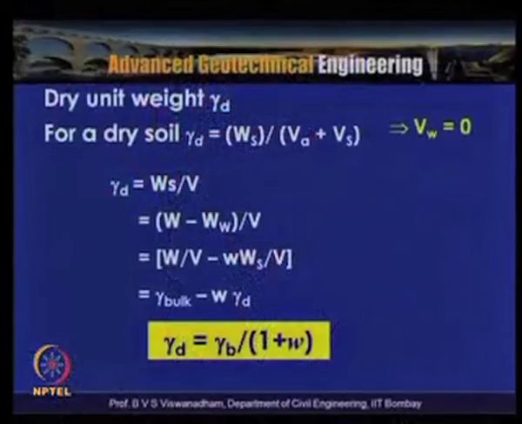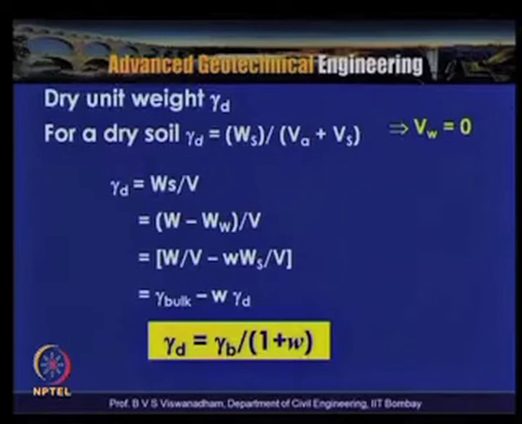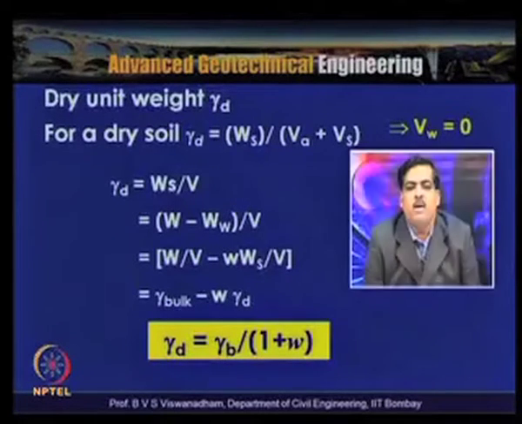Another case is the dry unit weight, which is indicated as gamma suffix D. For a dry soil, gamma D is equal to Ws divided by Va plus Vs. Because the soil is dry, the volume of water occupied in the voids is 0. In that situation, for a dry soil, it is Ws divided by the total volume, which is the volume of air plus volume of solids. So, gamma D is equal to Ws by V.